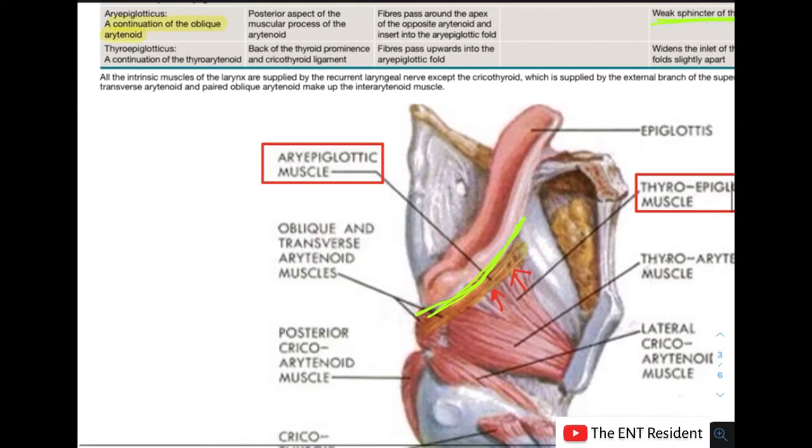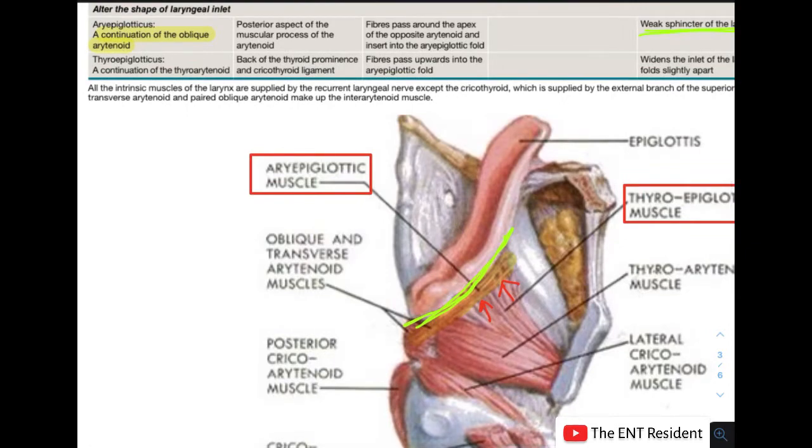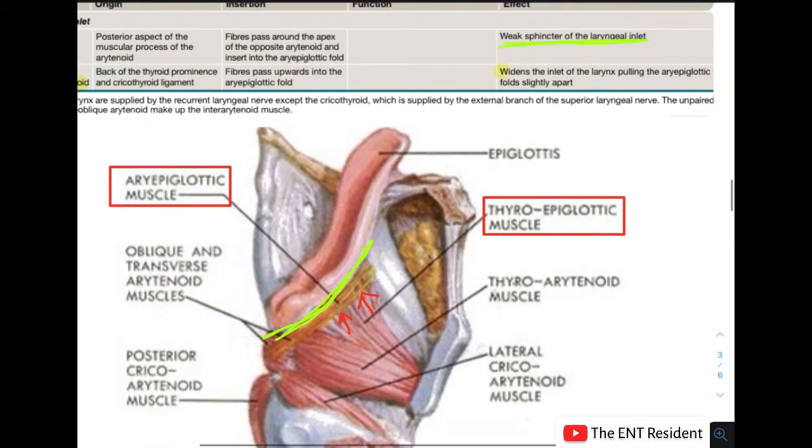And lastly is the Thyroepiglotticus muscle, which is a continuation of the thyroarytenoid muscle. This muscle takes origin from the back of the thyroid prominence and the cricothyroid ligament, and it passes again into the AE fold and helps in widening of the inlet, pulling the AE fold slightly apart.